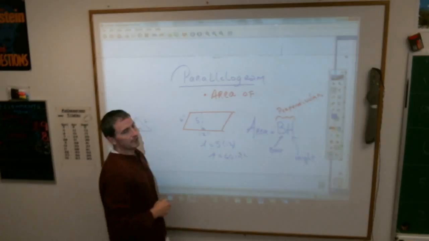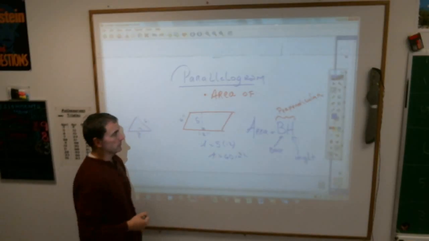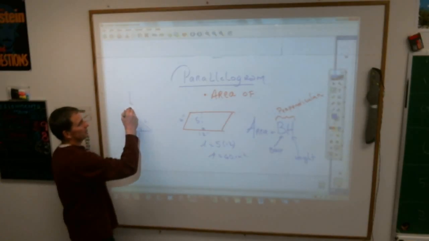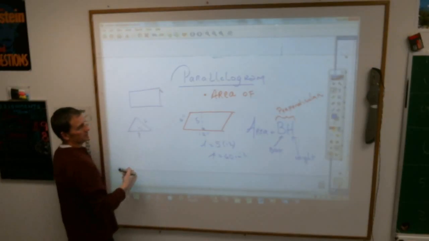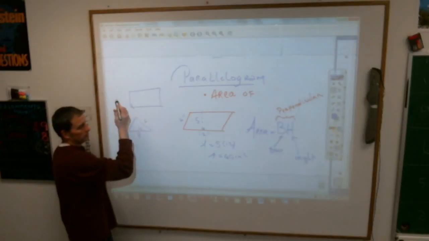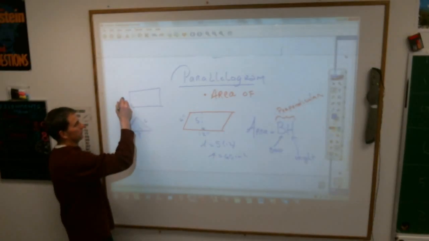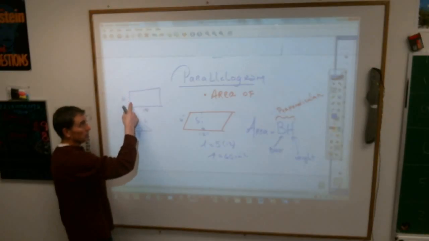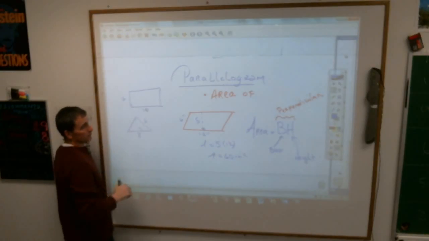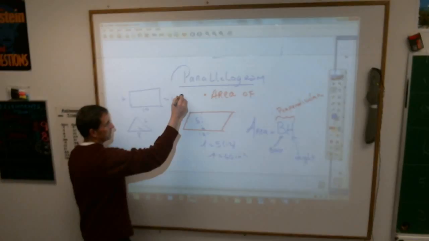And remember I said that a rectangle is a parallelogram? Well, the thing with rectangles is you already have your perpendicular lines. These lines already form the right angle. So if this is 6 and this is 10, that's all you need because these two are already the base and the height because they do form the right angle. So this is 60 inches squared.